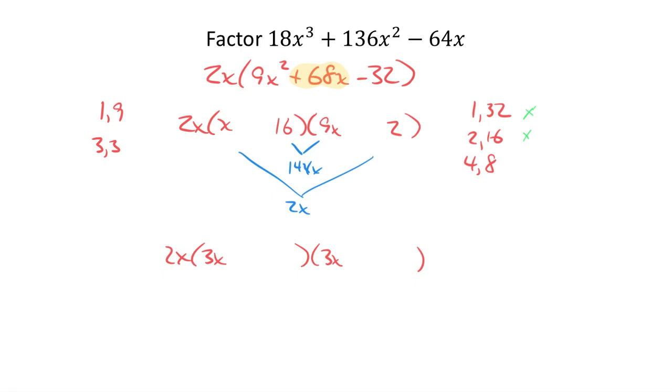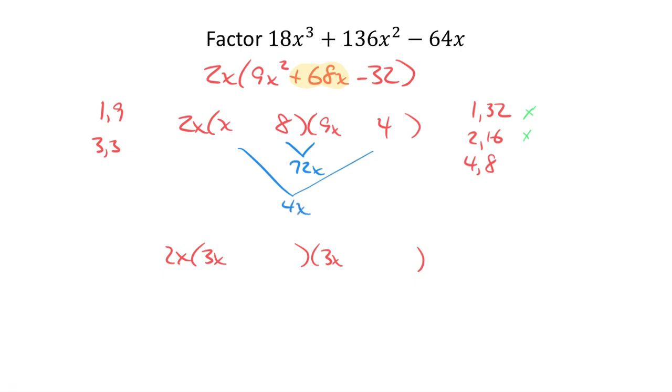So now let's try 4 and 8. I put the 4 with the x, the 8 with the 9x. The inner product is going to give us 36x. The product of the outer terms is 8x. The difference between those is 28x. We're looking for a difference of 68x. That doesn't work either. We try now swapping the 8 and the 4. When I swap the 8 and the 4, the product of 8 and 9 is 72, so we have 72x. The product of x and 4 is 4x.